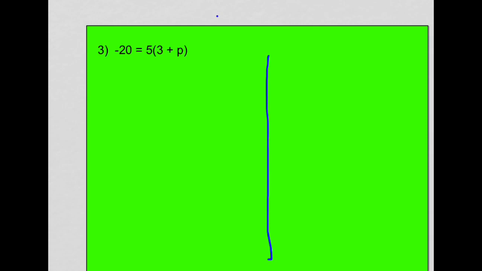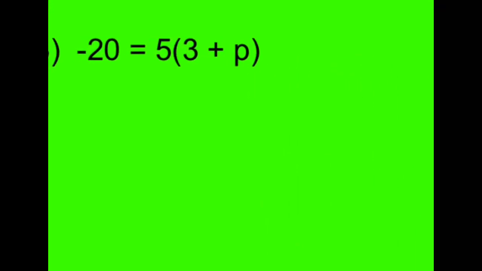Now this next question is negative 20 equals 5 times 3 plus p, or 5 groups of 3 plus p. This time the parentheses are on the other side of the equal sign. I'm going to solve this by expanding the parentheses first, and making those go away. So what I have here is 5 groups of 3 plus p. I'm going to use the shortcut method this time.